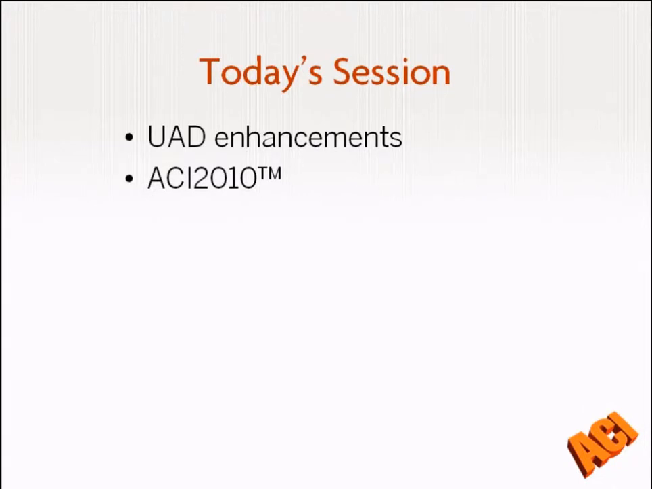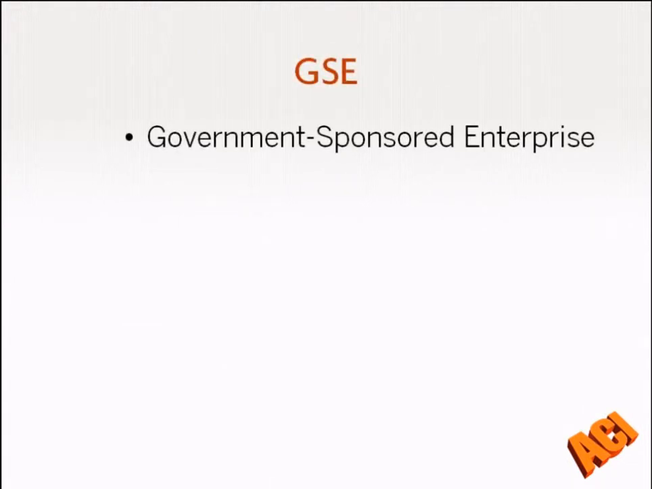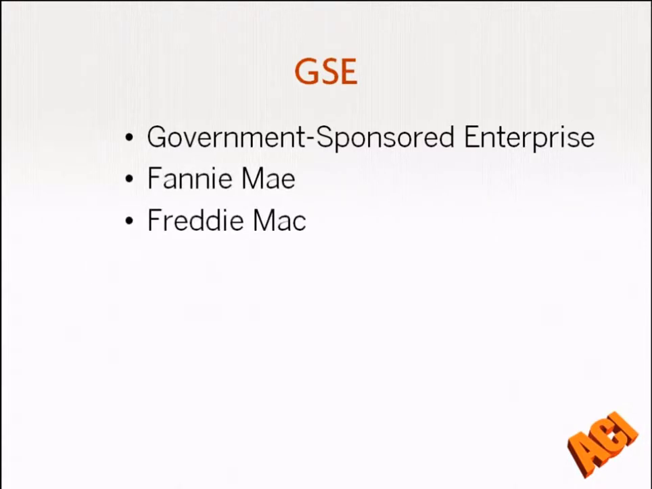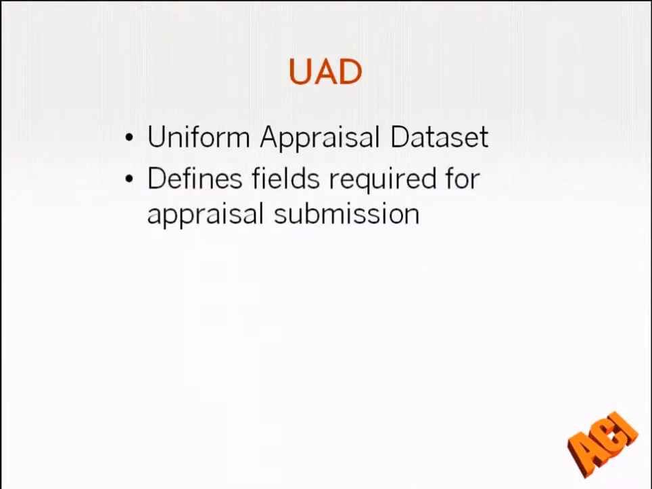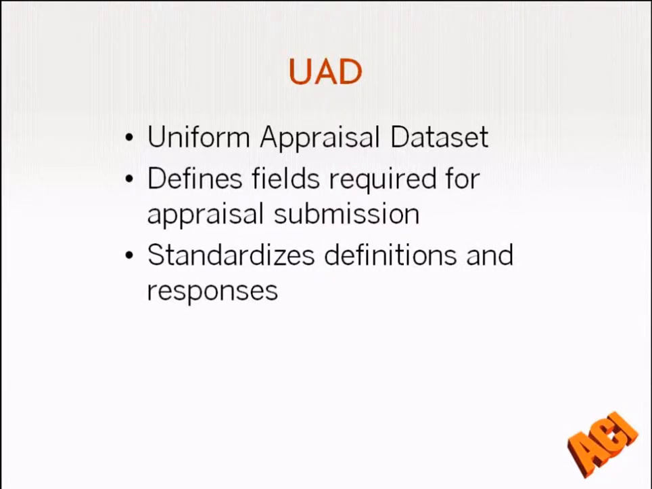Before we begin, let's review some frequently used abbreviations and acronyms. GSE is a government-sponsored enterprise. Fannie Mae and Freddie Mac are government-sponsored enterprises. UAD is the Uniform Appraisal Dataset defined by Fannie Mae and Freddie Mac. UAD defines all fields required for an appraisal submission for specific GSE appraisal forms and standardizes definitions and responses for a key subset of fields.